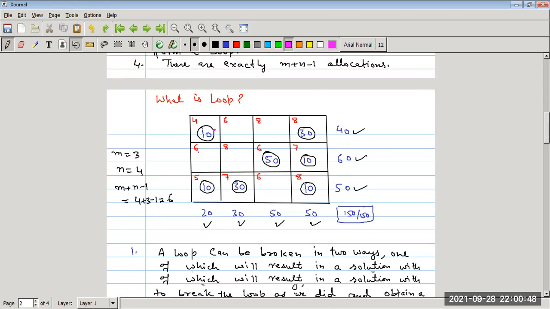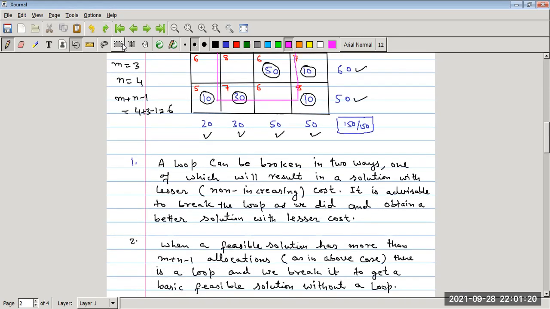Now, even if we check from this point, we move to this point and then to this point, and come back to this vertically and then horizontally. What we observe is that it again becomes a loop, right? So if there is a loop, what do we get? That the allocations are not independent. So in this case, we have to break the loop. Now how can we break the loop?